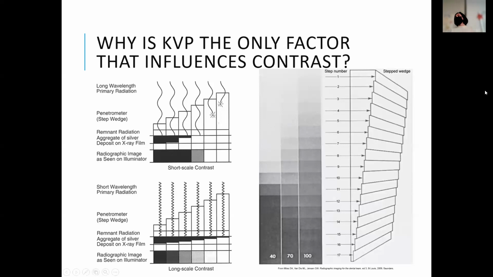Now this thing on the side that looks like stairs is called a step wedge. They would actually X-ray a piece of metal that gets thinner and thinner as it goes down the steps. So this is a real image of what happens when you X-ray this, whatever this is made of. I don't know what it's actually made of.